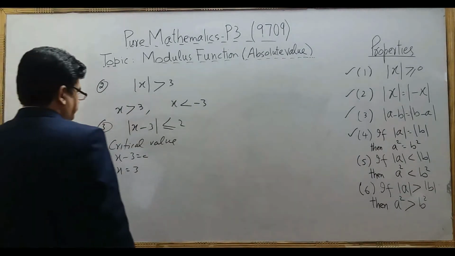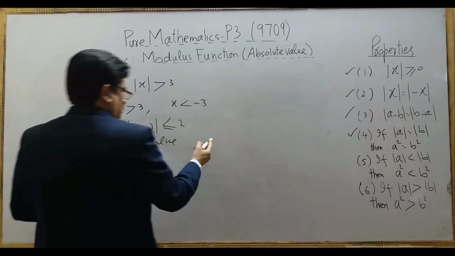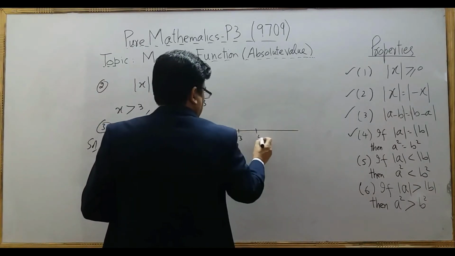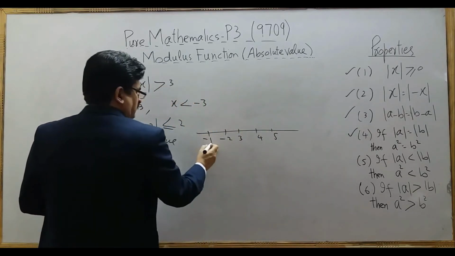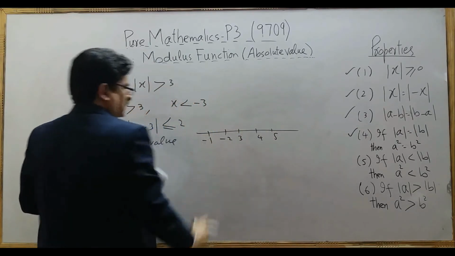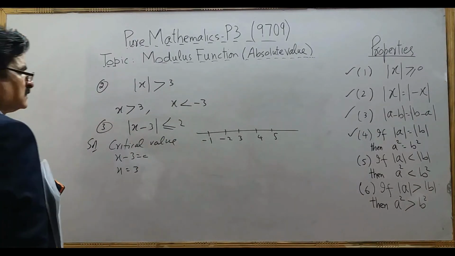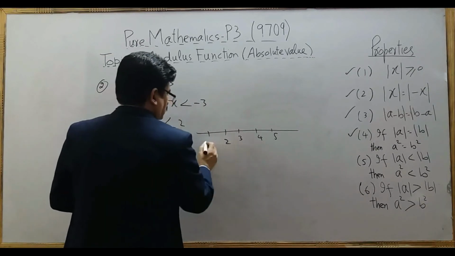Now one way to understand it: this is 3, then we have 4, then we have 5. This is the algebraic method, we will have the graphical method as well. This is so on. Then we have 2, 1. Then we have 2 and 1.